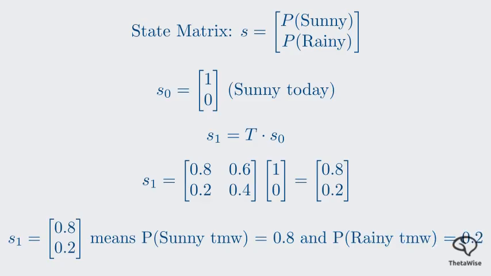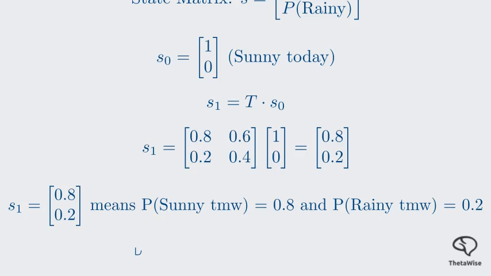Now for the central question. What happens in the long term? Will the probabilities of sunny and rainy days stabilize? The problem asks if there is a special state matrix, let's call it S infinity, such that applying the transition matrix T to it doesn't change it. That is, T times S infinity equals S infinity. This special matrix S infinity represents the long-term stable distribution of sunny and rainy days. It's the state the system will eventually settle into. We call this the steady state.